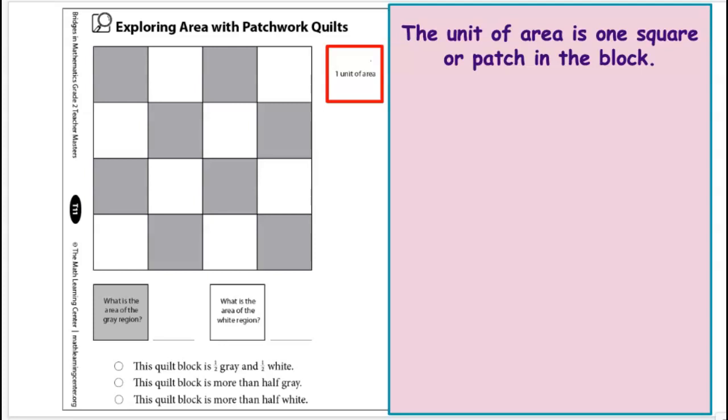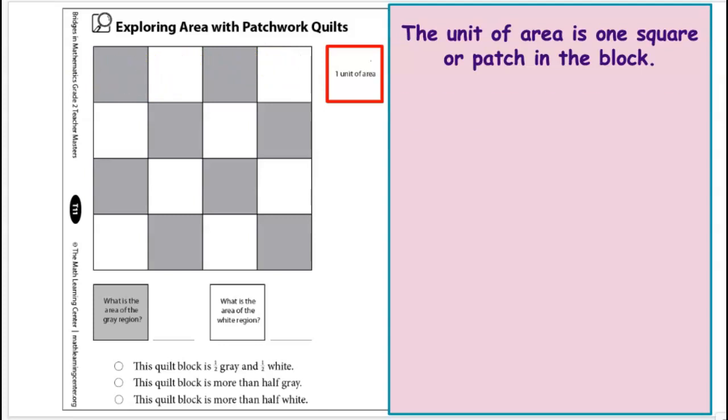And remember, area is how you measure the inside space of a shape. And the shape we're going to measure the inside space of today is this quilt block. And our units are this red square you see here. That's how big our units are going to be. So we're going to talk about each square inside of our block as a unit.